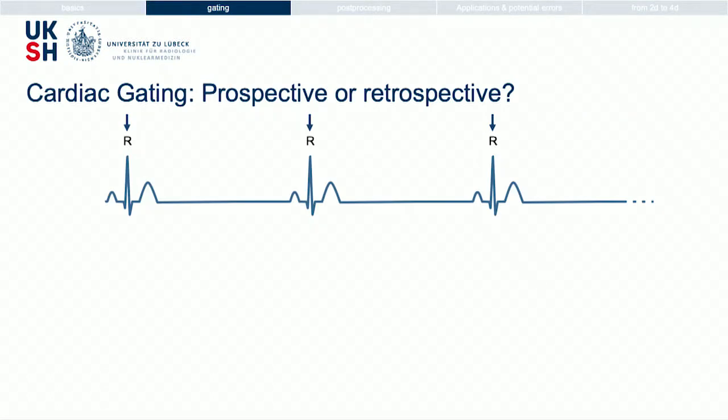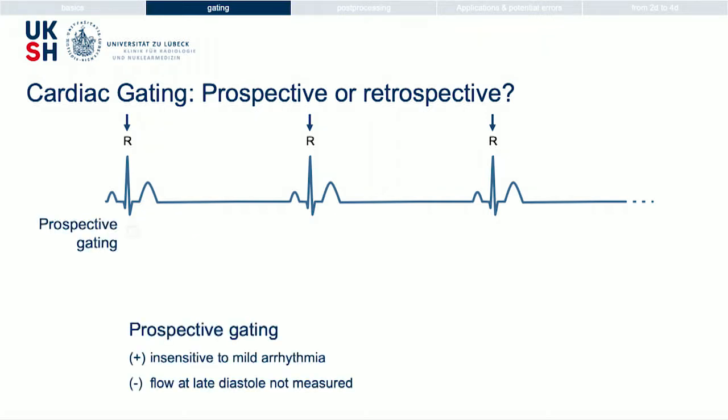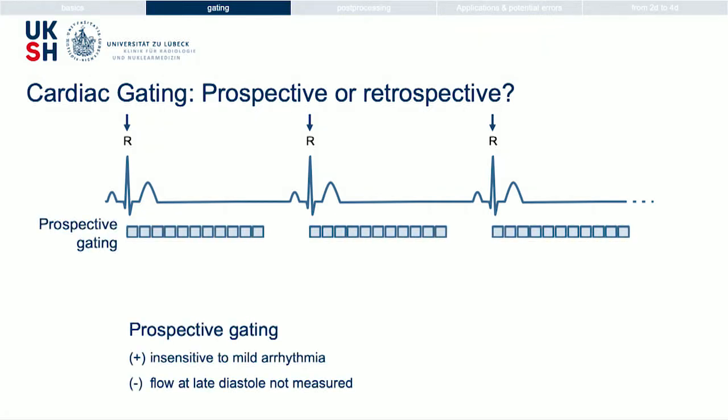So you can do cardiac gating in two different ways. You can do it prospectively or retrospectively. The prospective gating is positive for mild arrhythmia because it's kind of insensitive to that. And you always wait for your R-spike and then you're collecting the data.